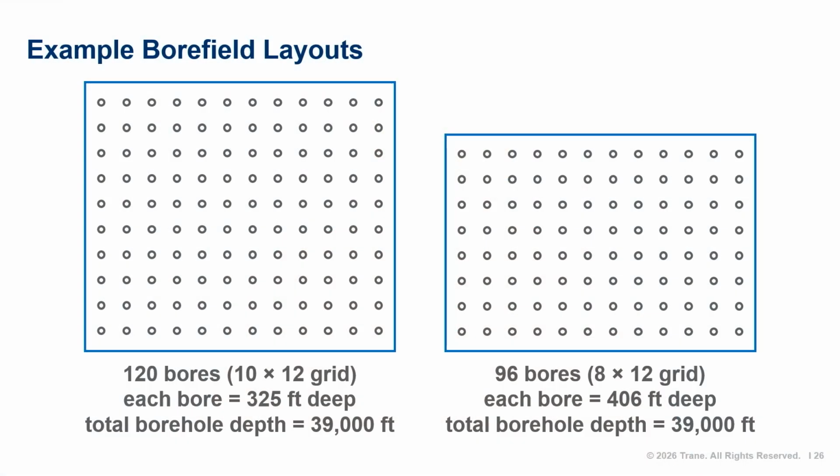For example, we could reduce the number of bores from 120 to 96 by drilling each one deeper. That total borehole depth of 39,000 feet is maintained. Also, talk to the local drilling contractors. They will have important information to guide this decision.